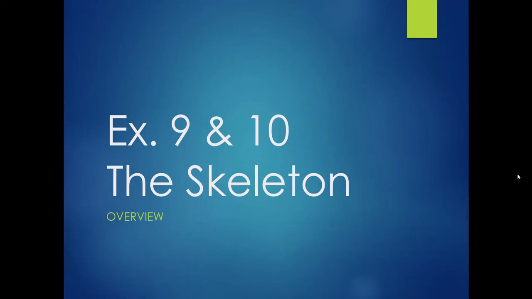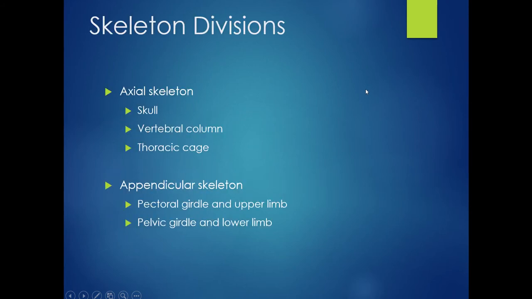Welcome students to the first of a couple of lectures about exercises 9 and 10, focusing on the skeleton itself and all the bones and bone markings of the skeleton. This first lecture is just going to be an overview of the major bones of the body in the axial and appendicular skeletons. And we're going to start with the axial skeleton, and we're actually going to start with the skull.